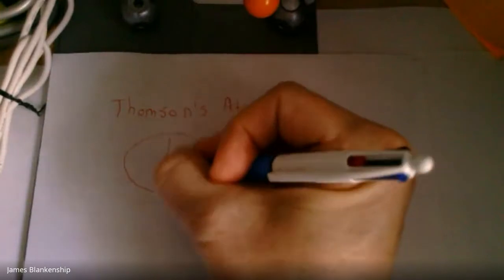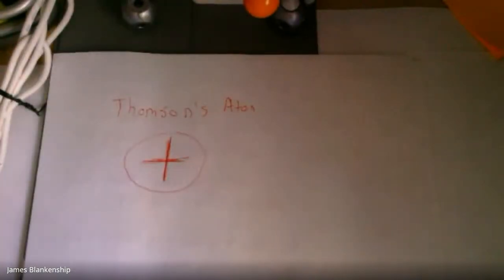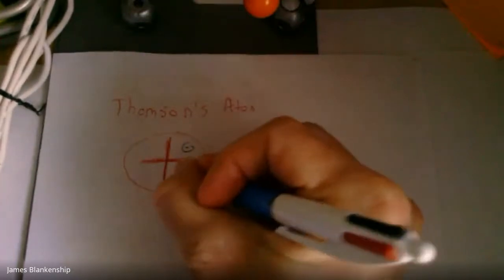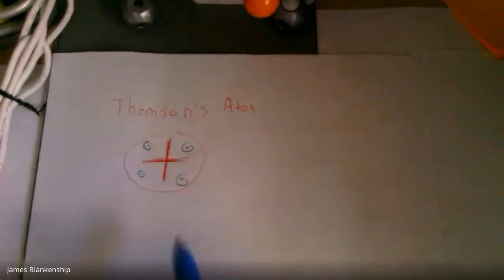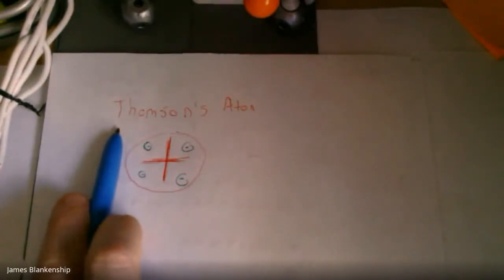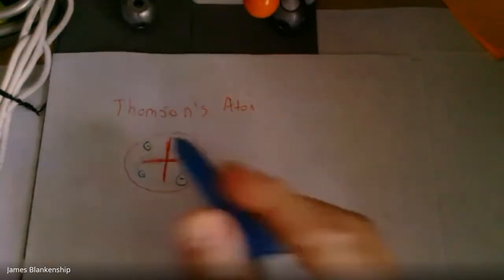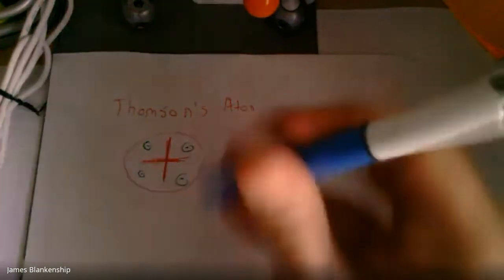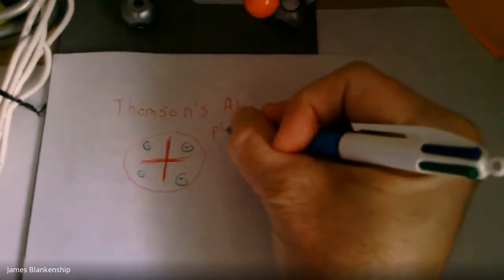Thompson's atom was, in a sense, a giant, large mass that had an overall positive charge, and then buried in here would be little negative charges that balanced the positive charges. So the most common phrase or allegory for this is what's called the plum pudding model.